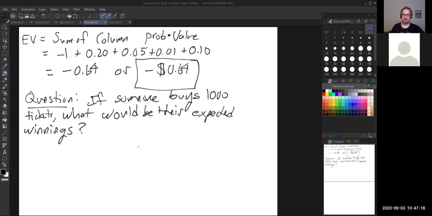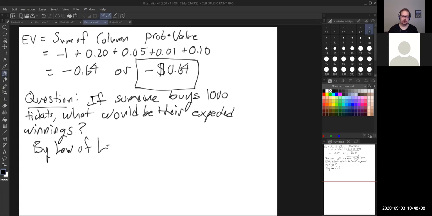Well, when we're looking at this, each time we play the game, each time we buy a ticket, that does not affect the probabilities of the other tickets. The probabilities are still going to be the same. It's still a 1 in 5 chance to get a free ticket. It's still a 1 in 100 chance to get $5. So because each ticket is independent of the others, then by the law of large numbers, we're going to multiply the expected value by how many times we played the game.